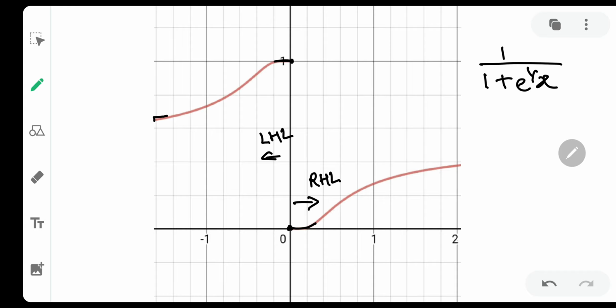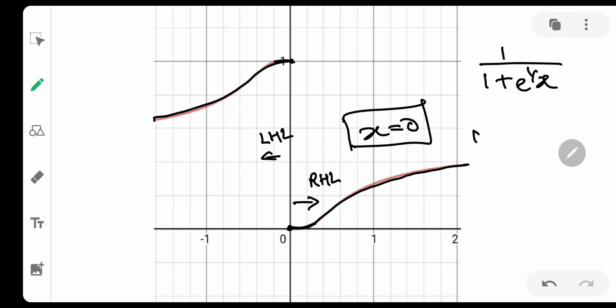Hence, while drawing this graph of 1 upon 1 plus e raised to 1 by x, I had to lift my pen at x equal to 0, keep it down, move it to 0, and again make the graph. So I had to lift my pen at x equal to 0. Hence the function is discontinuous at x equal to 0.